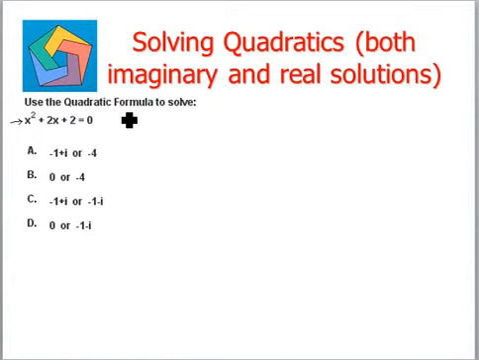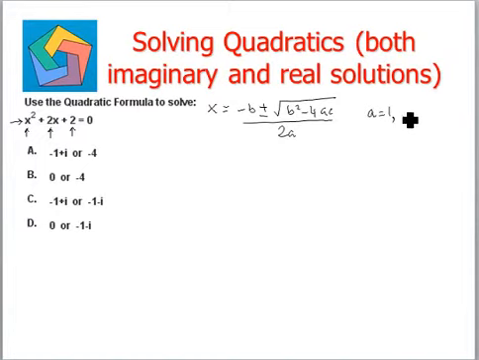Before we start, we'll put the quadratic formula, that is x equals negative b plus minus the square root of b squared minus 4ac, all divided by 2a, where a, b and c are the coefficients taken from the equation. a is the coefficient of the x squared term, b is the coefficient of the x term, while c is the constant. In this equation, a equals 1, b equals 2 and c also equals 2.